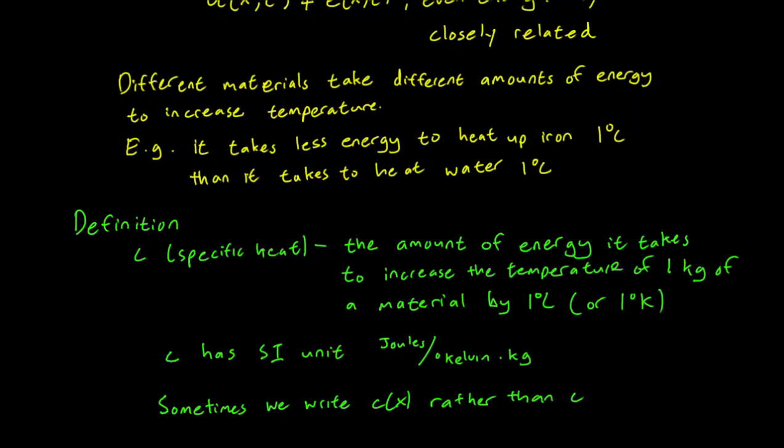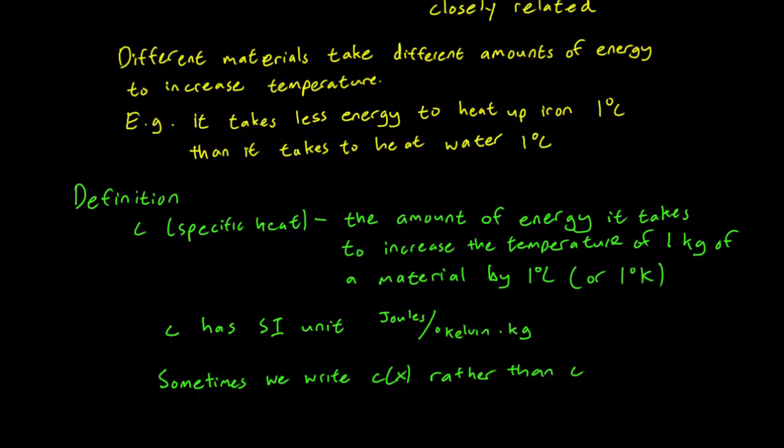We thus define C, the specific heat of a material. It is the amount of energy it takes to increase the temperature of 1 kilogram of a material by 1 Celsius or 1 Kelvin. Now please remember that Celsius and Kelvin are really the same scale. The only difference is that 0 Celsius is the freezing point of water, whereas for the Kelvin scale, 0 is absolute zero, the coldest anything can get. But otherwise, the gaps between the degrees are the same.